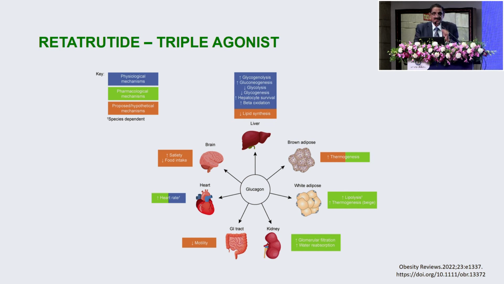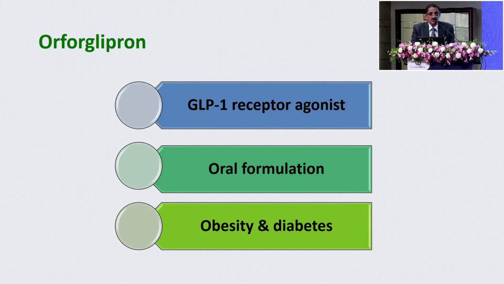And the other thing is that you have the receptors of GLP-1 and GIP getting down-regulated, which is prevented by this particular glucagon. So in that way, there is better action of GLP-1 and GIP in association with glucagon.